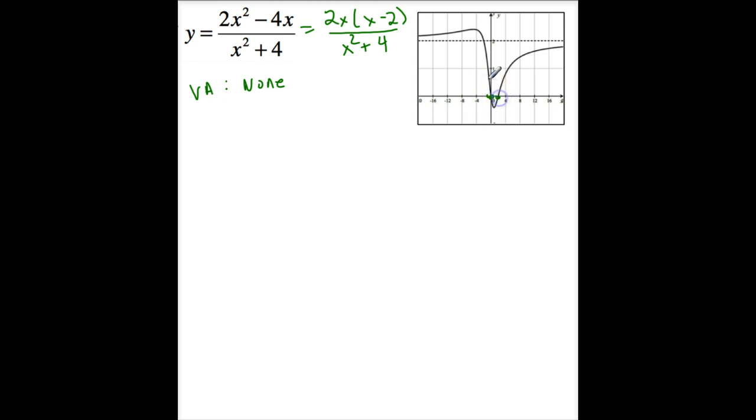All right. Now, in order to find the horizontal asymptotes, all I need to do is look at the leading coefficients. So my horizontal asymptote is at y equals 2 over 1 or y equals 2.